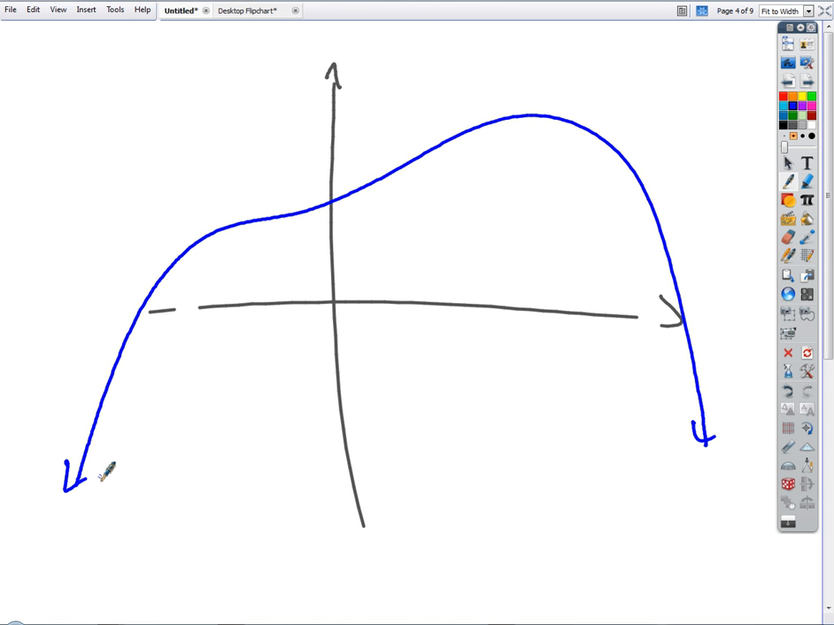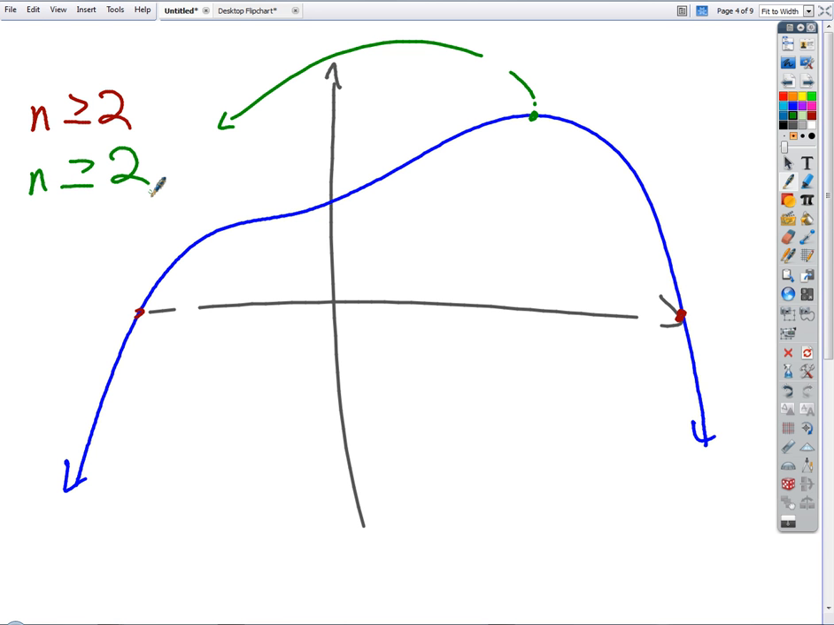How many x-intercepts? 2. So that's telling us the degree is at least 2. How many turning points? Christina, how many turning points? 1. Good. 1 turning point tells us the degree is at least 2, one more than that. So this tells us n is greater than or equal to 2.